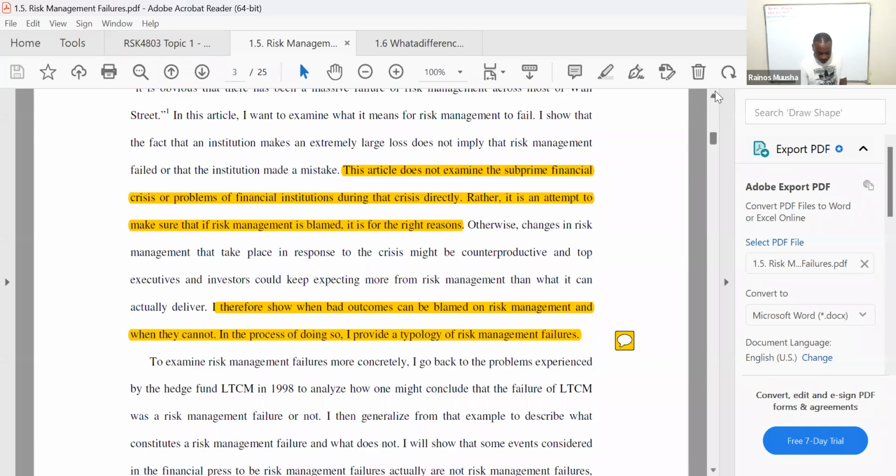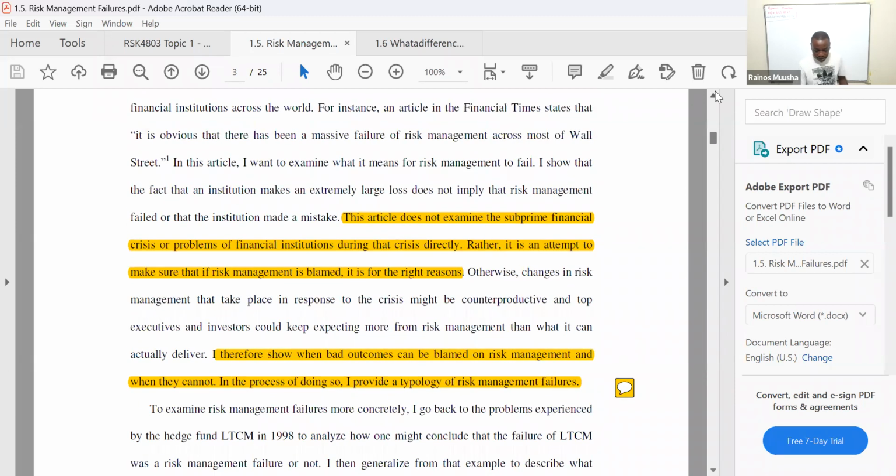Looking at the case study, they say this article does not examine the subprime financial crisis or problems of financial institutions during the crisis directly. Rather, it is an attempt to make sure that if risk management is blamed, it is for the right reasons. Then they also say, I therefore show when bad outcomes can be blamed on risk management and when they cannot. In the process of doing so, I provide a typology of risk management failures as well.